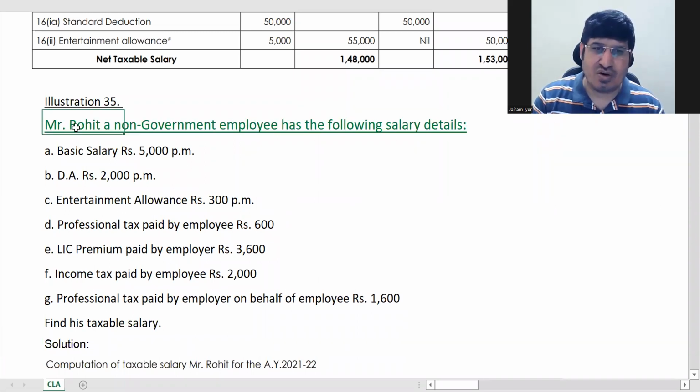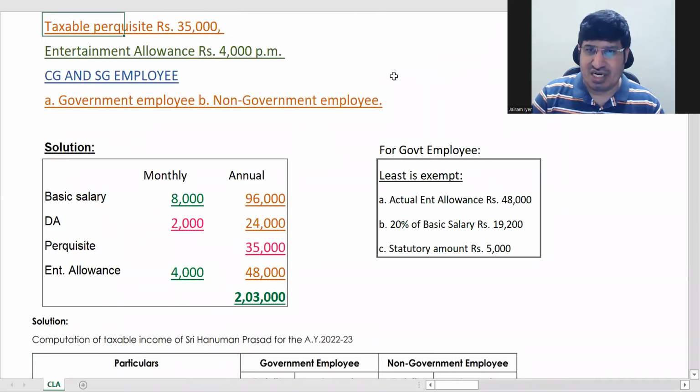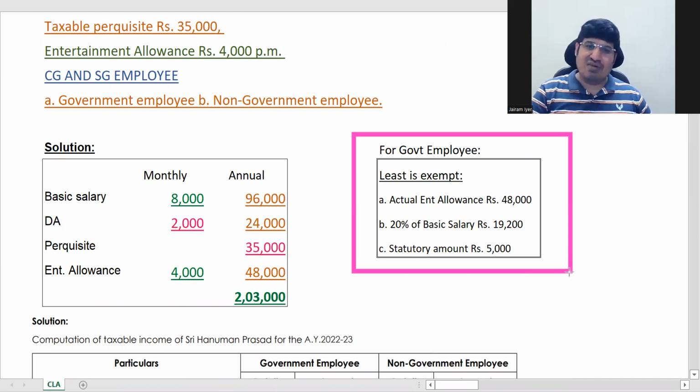Okay, Rohit is a non-government employee. Non-government employee means in the beginning itself we need not worry about calculating entertainment allowance. Now we got this word non-government employee, correct? So in the previous problem we calculated this entertainment allowance. This we need not calculate. That we got to know from the first word itself.